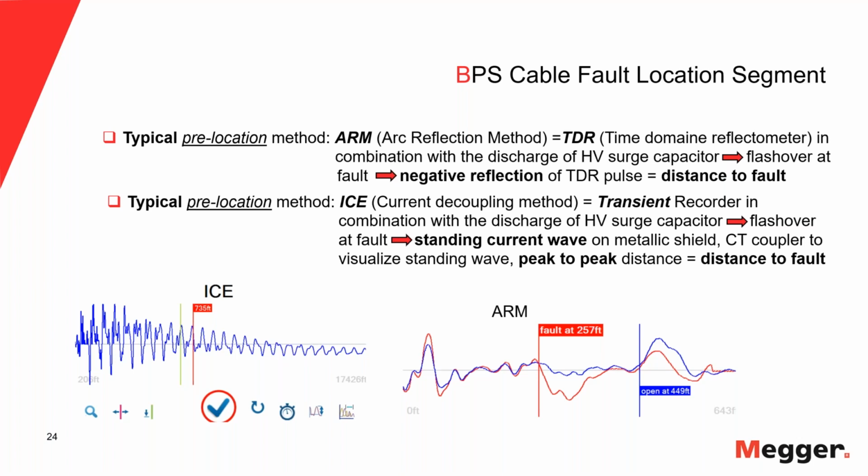So we see here we have 735 feet, but like I said, because it's a standing wave between the fault and the capacitor inside the unit, we will have to subtract the test lead from that distance. If we have a 100-foot test lead, that means that fault is 635 feet out. So these are the two basic methods to do a pre-location for flashing faults.